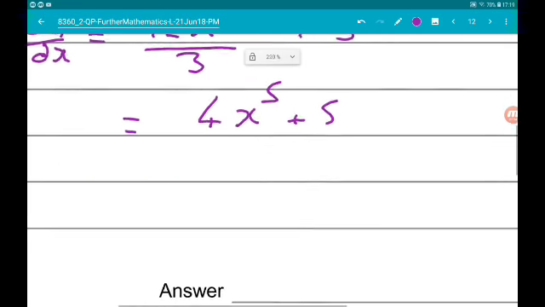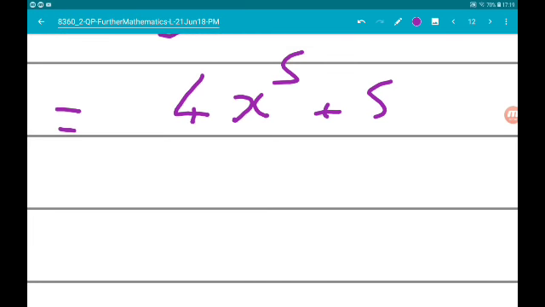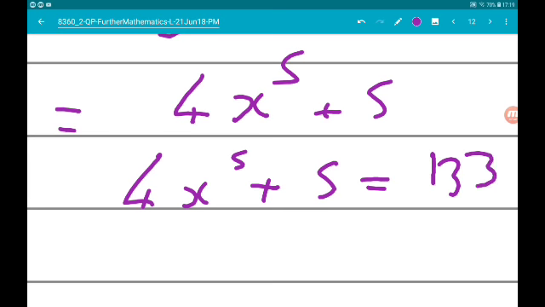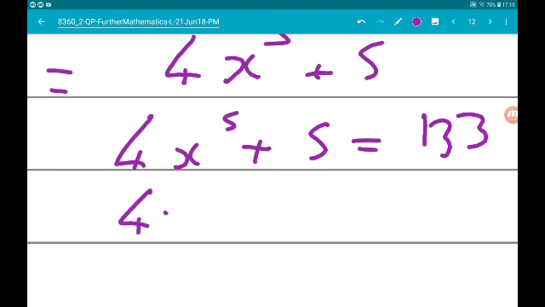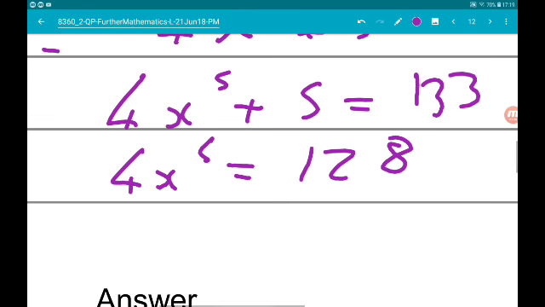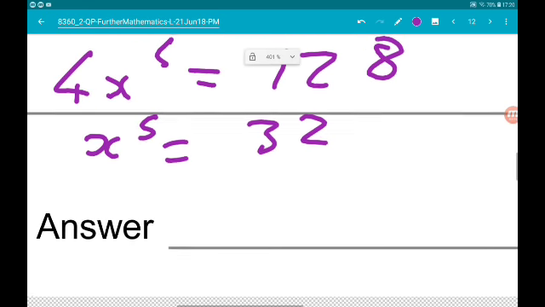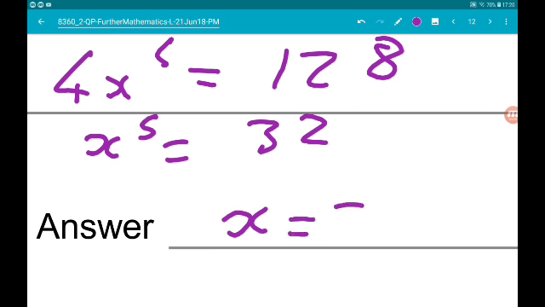Now, we want to find x when this is equal to 133. So 4x to the power of 5 add 5 is equal to 133. Take away the 5. 4x to the power of 5 is 128. Divide by 4. x to the power of 5 is equal to 32. And then finally take the 5th root and we get x is 2.